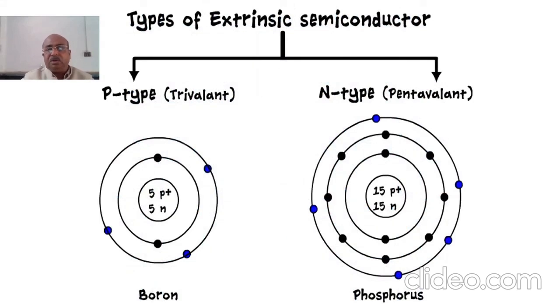Now let us have a look at how n-type or pentavalent impurities are added and how n-type semiconductors are made.